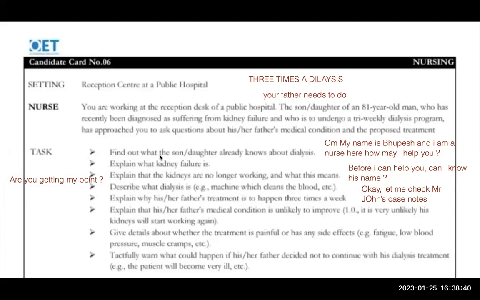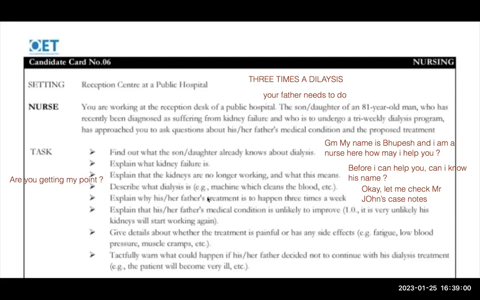Okay, so I would like to just repeat that your father is having kidney failure. That basically means his kidneys are no longer working. That means his blood is not getting purified. So dialysis is a kind of machine which helps to clean the blood. So you have understood this thing. Now I would like to explain why his treatment is to happen 3 times a week.